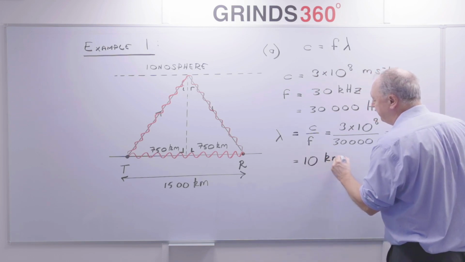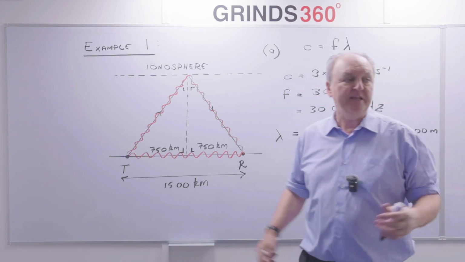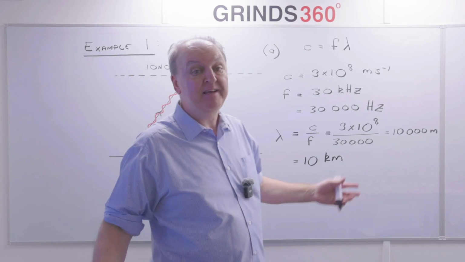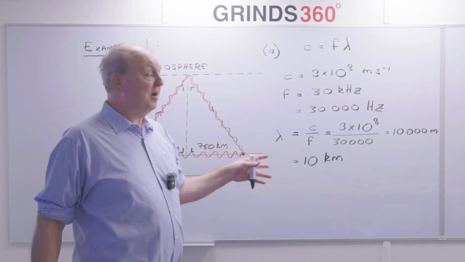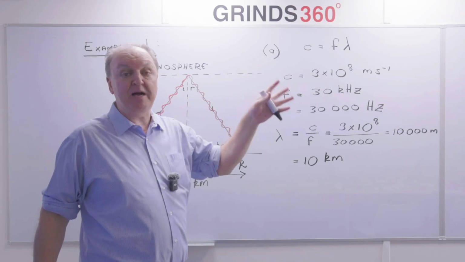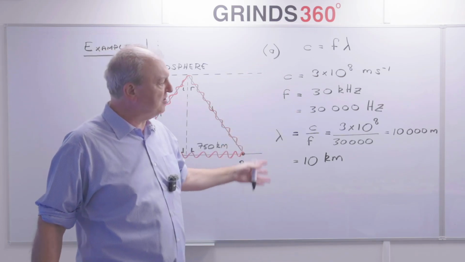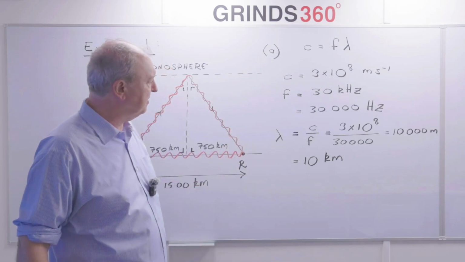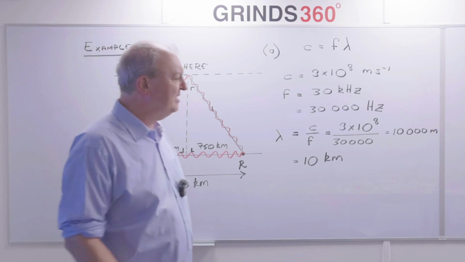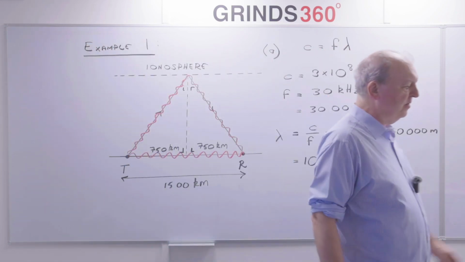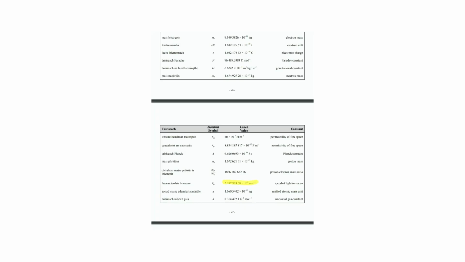That's the wavelength of my radio waves. That's a huge wavelength, 10K. That's why radio waves are so useful. Their waves can leap over mountains and around the curvature of the earth. That's why they're so useful in telecommunications. The wavelength of my radio waves is 10K. Right, let's go back to my question in our notes.